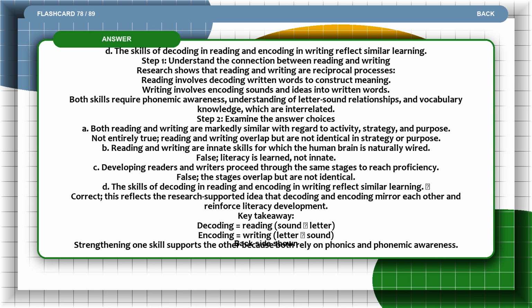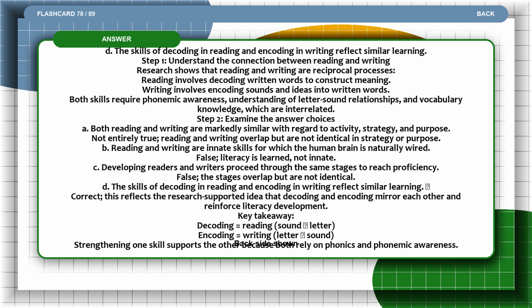Step 2. Examine the answer choices. A. Both reading and writing are markedly similar with regard to activity, strategy, and purpose. Not entirely true. Reading and writing overlap but are not identical in strategy or purpose. B. Reading and writing are innate skills for which the human brain is naturally wired. False. Literacy is learned, not innate.